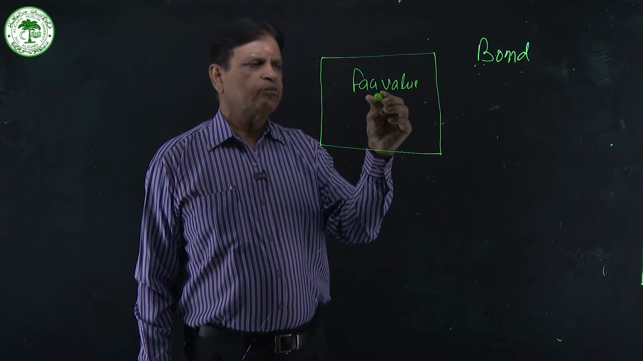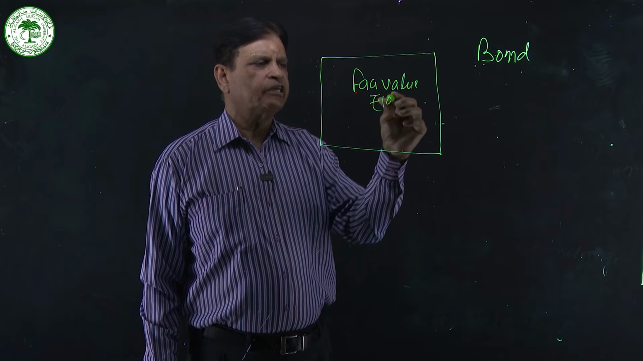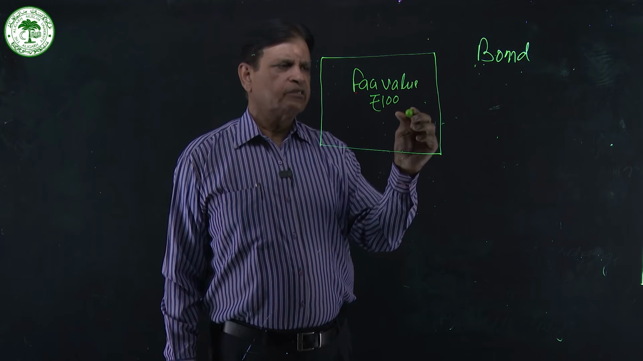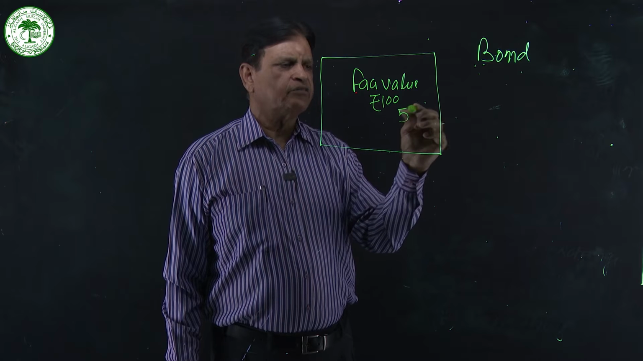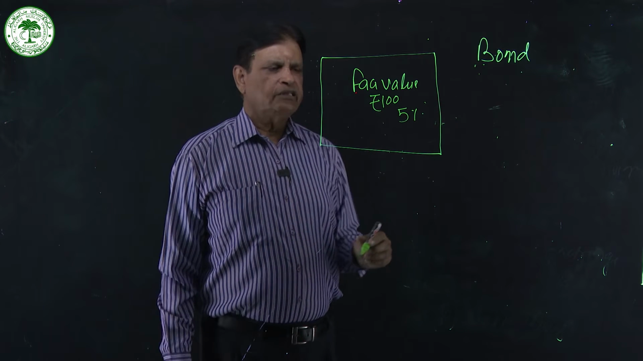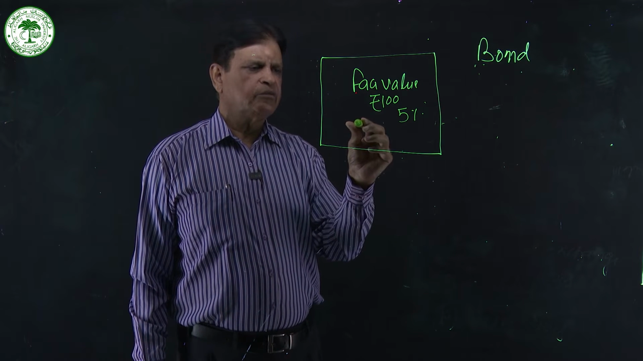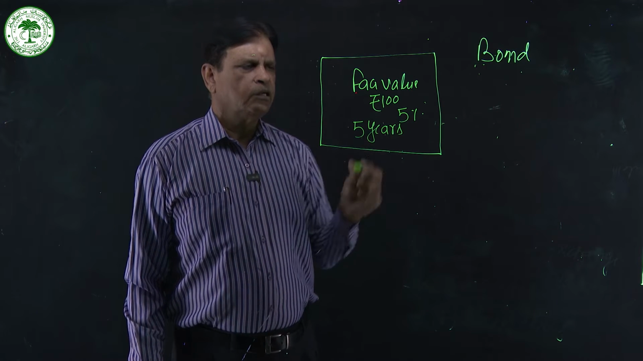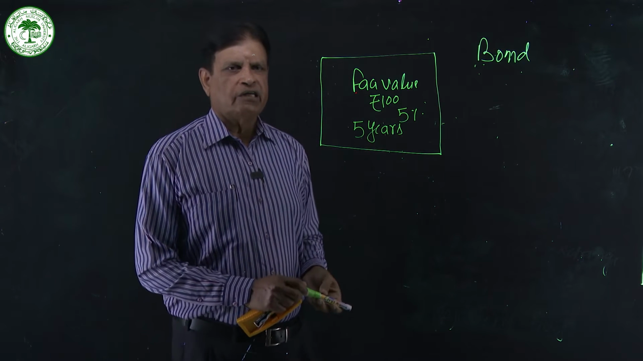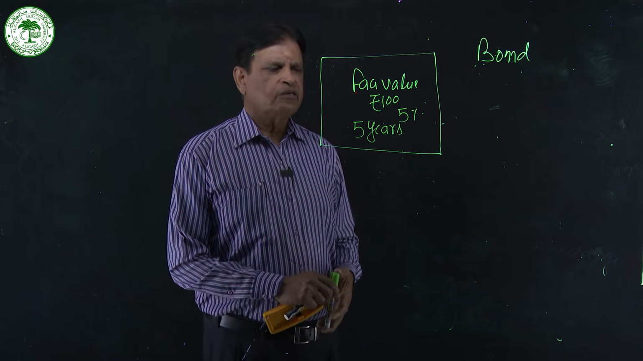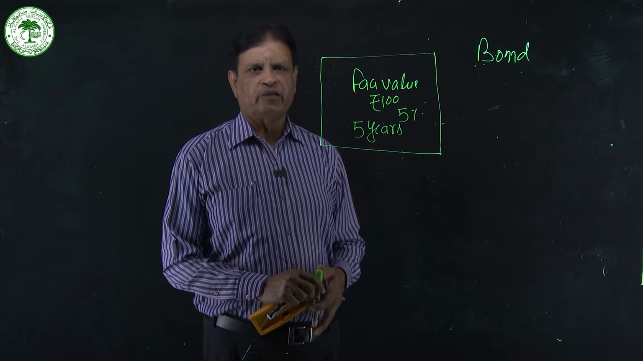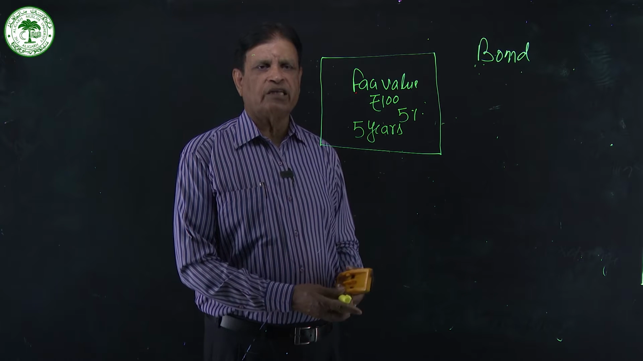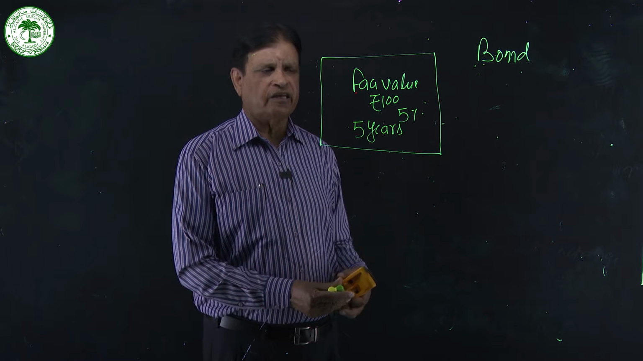Suppose the bond face value is rupees 100, that is written. Then the rate of interest, suppose it is 5%. And then the maturity period, suppose it is 5 years. No doubt, the name and address of the issuer will also be printed on the bond. And sometimes the name and address of the holder is also printed, not necessarily.